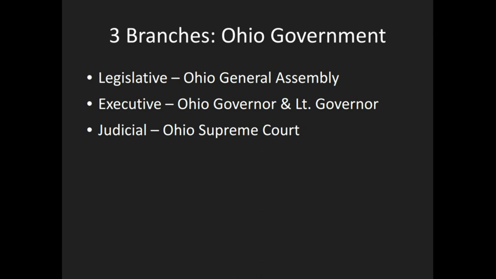Three branches of the Ohio government. The Ohio General Assembly is the legislative branch. The executive branch is headed up by the governor and lieutenant governor. And then you have the Ohio Supreme Court as the head of the judicial branch.